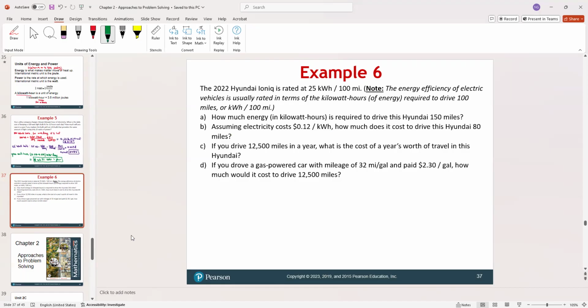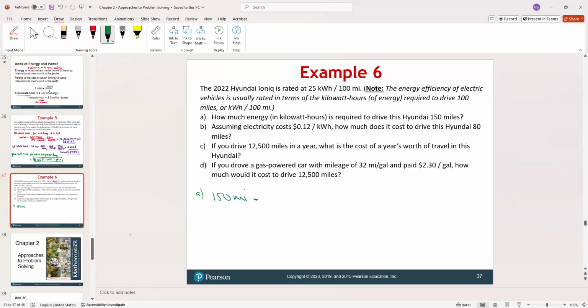Or 1 kilowatt for 100 miles. How much energy is required to drive 150 miles? So those are the types of questions you're going to be asked. All you need to do, remember 100 as a tip. Remember, you do 150 miles.